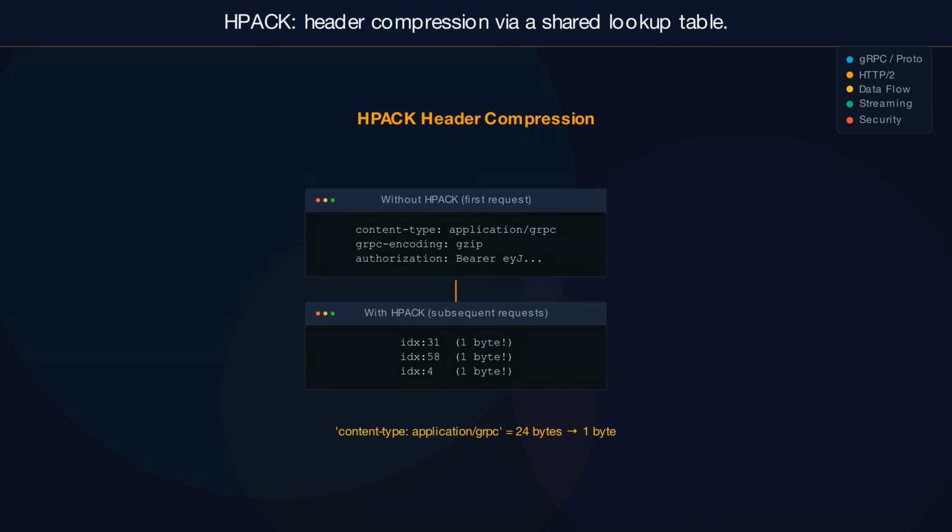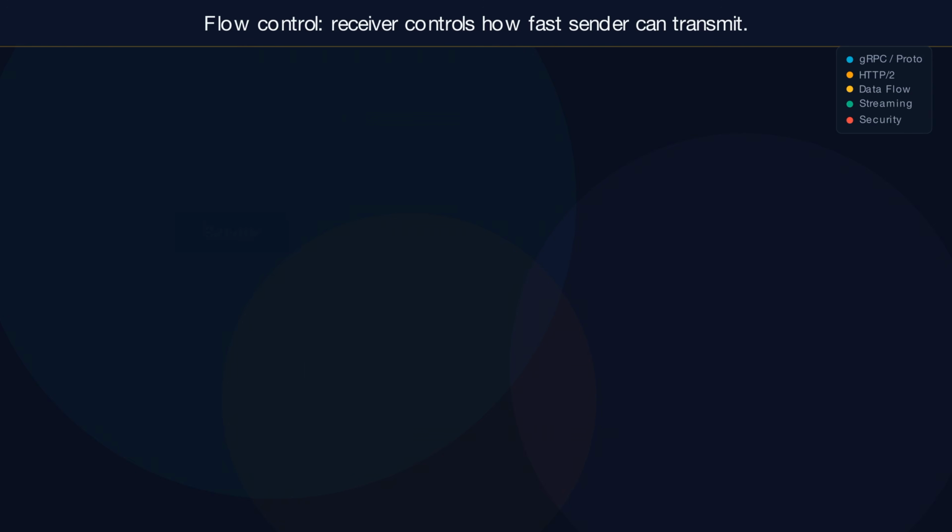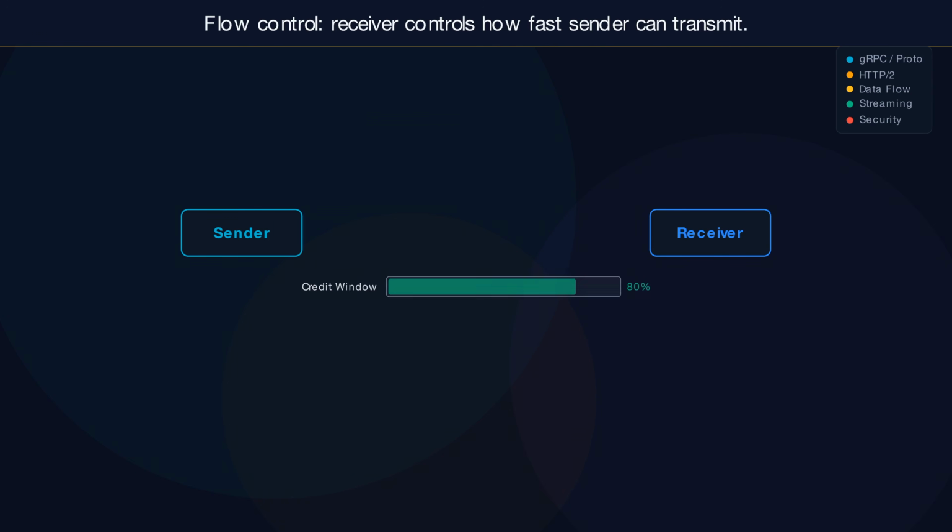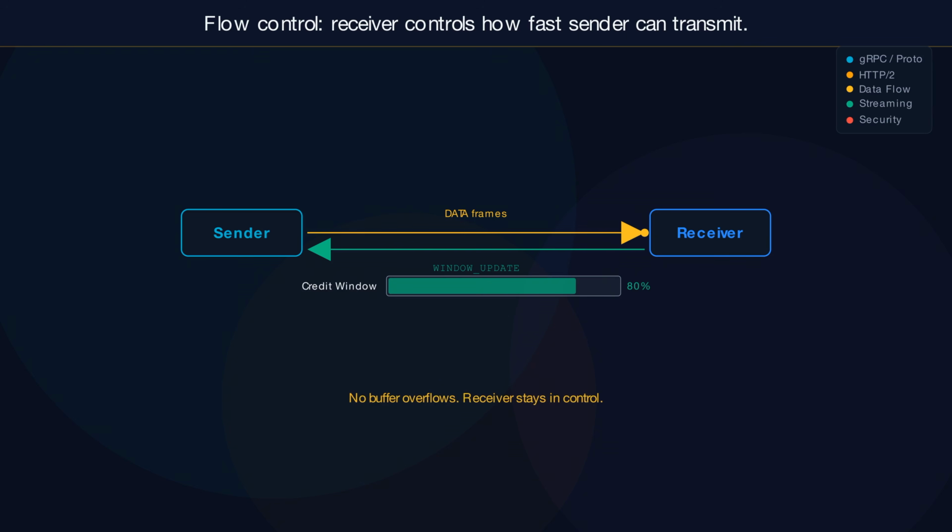Flow control prevents fast senders from crushing slow receivers. Every stream has a credit window. The receiver grants credits, bytes the sender may transmit. Hit 0 credits, you pause. The receiver sends a WINDOW_UPDATE frame, and you resume. No buffer overflows. No dropped data.